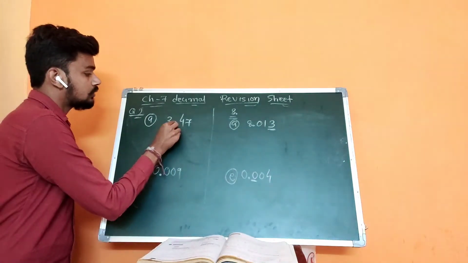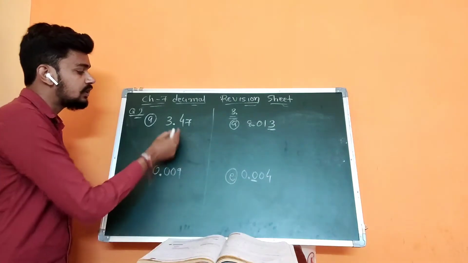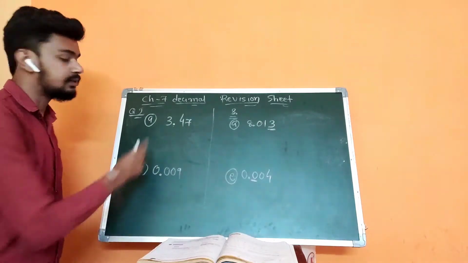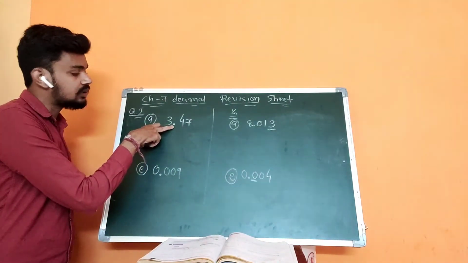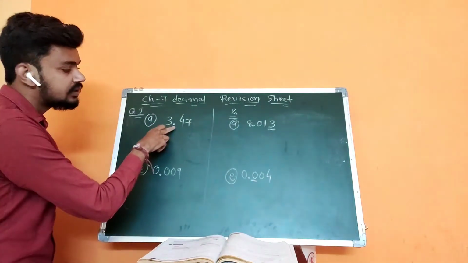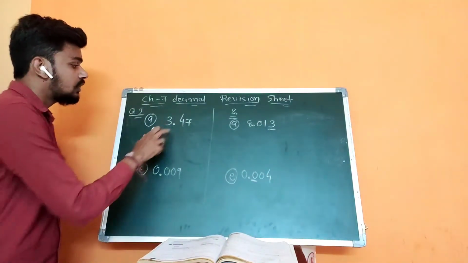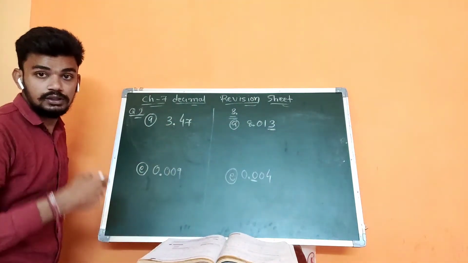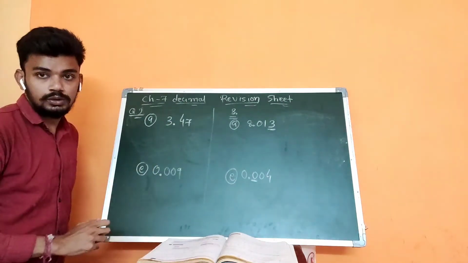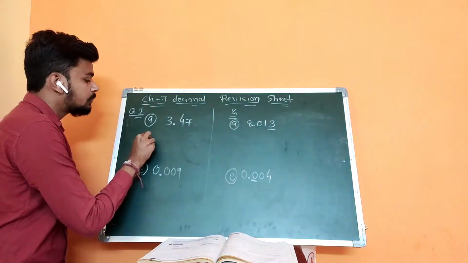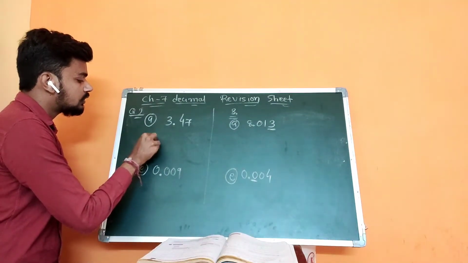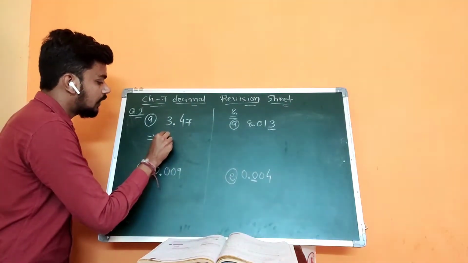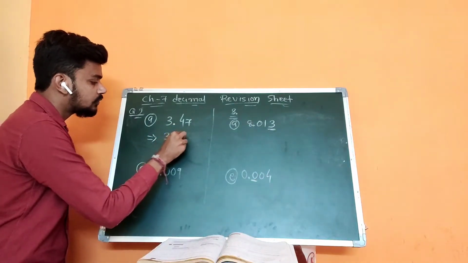See what we do. Our first step, we count the digits after the decimal point. Question A is 3.47. If you count the digits after the decimal point, how many are there? 1 and 2. Your second step is to write the number as it is without the decimal. So we write 347.